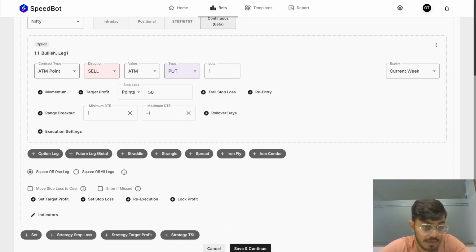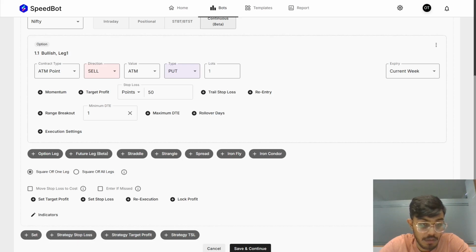For maximum DTE, it is otherwise. Let me just keep the figure as 3. So this means that I would like to get the conditions run between 1 day before the expiry and 3 days after the expiry. That is, in between these days, I'll be able to trade this particular option leg. So that's what the maximum DTE and minimum DTE mean. This is pretty optional.